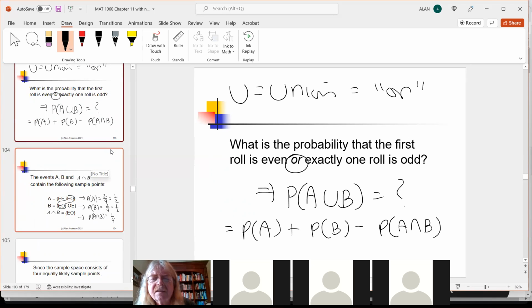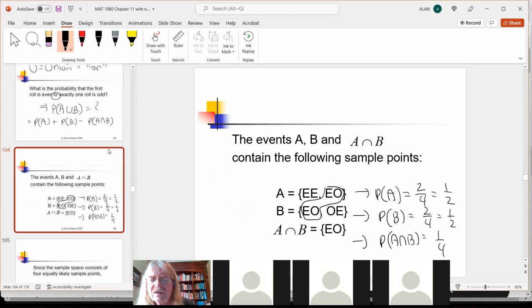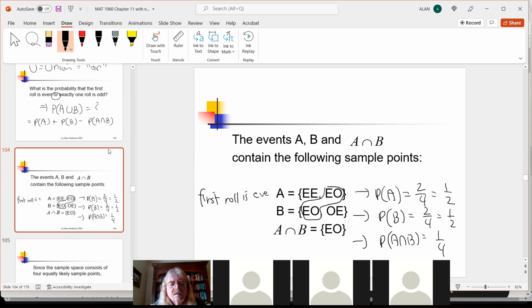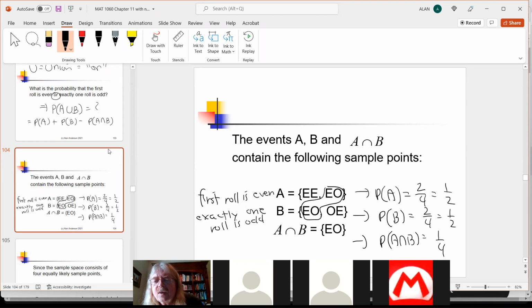So let's go back and revisit these. A, remember, is the first roll is even. The second one represented exactly one roll is odd. And if you notice, because the sample space elements are all equally likely again, the probability of A can be easily determined to be 2 out of 4, which is a half. And for B, based on the same logic, the probability of B is 2 out of 4 again, which is a half.